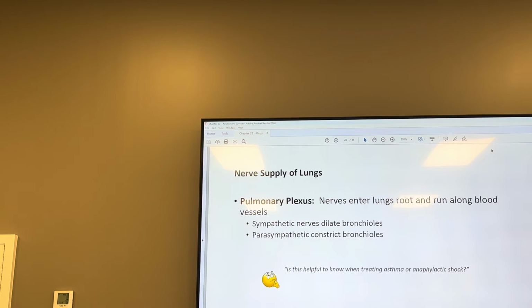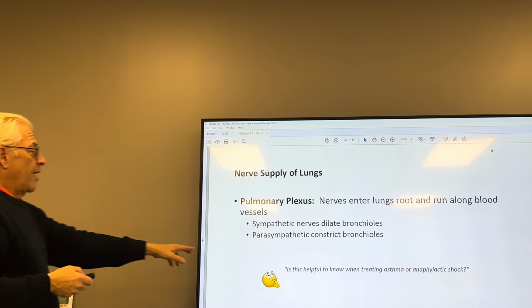What's the problem with anaphylactic shock? What's going to kill you? Your blood vessels open up, but what do your bronchioles do? They tighten up and you can't breathe. So, what do we give? Because epinephrine will open these and tighten these. Isn't that cool? It does exactly, because it does sympathetic. It'll tighten these down to get your blood flowing again, but it'll open these up so you can breathe again. Isn't that smart? Yeah. So, helpful to know.